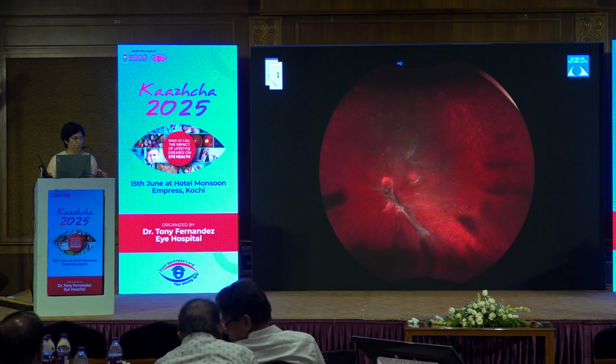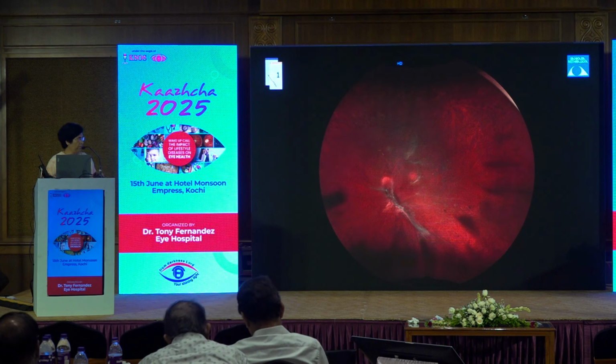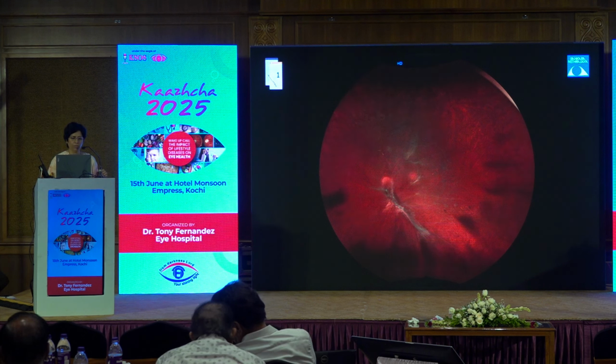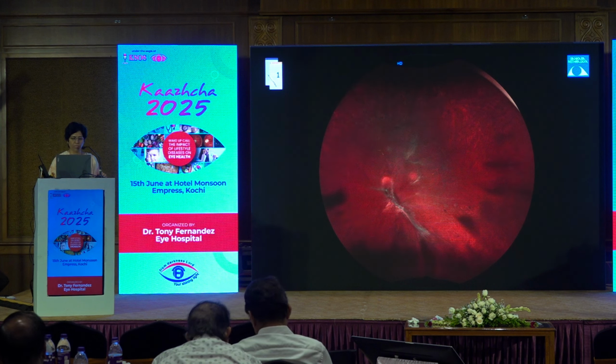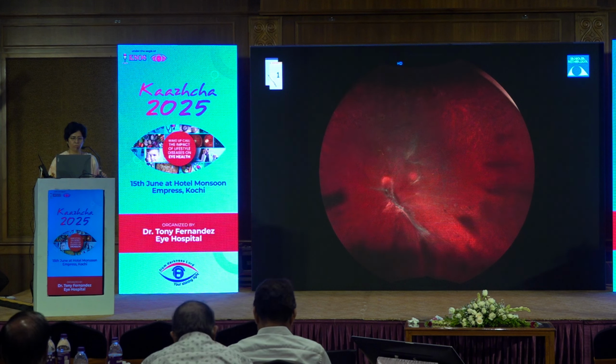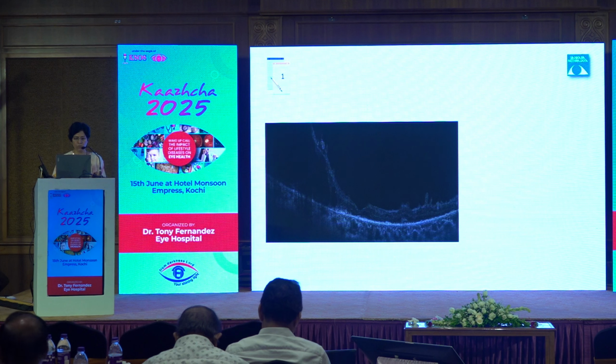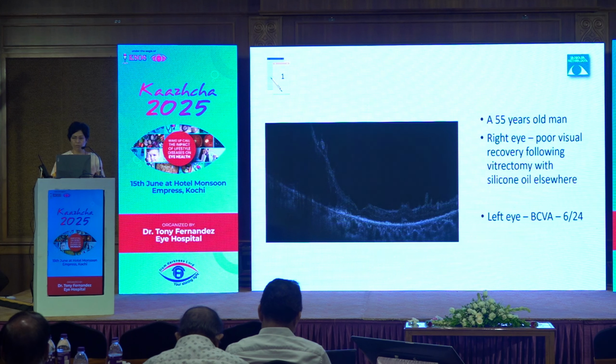This is case number 1. You have a fibrovascular polyp extending from the disc, and this is the rest of the retina. You can see some small polyps here and here. Looking at this, you might think this is probably an operative case and let us do some vitrectomy. This is the OCT, showing some traction here. The fovea is attached.